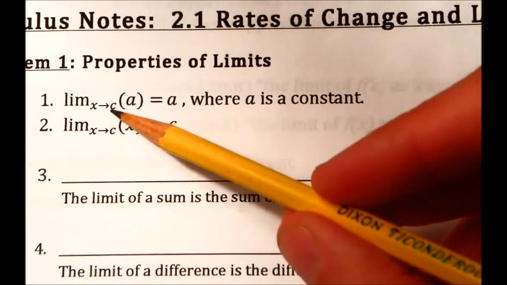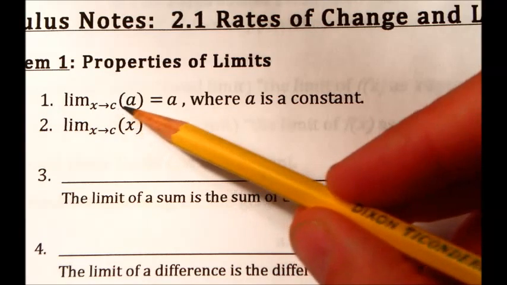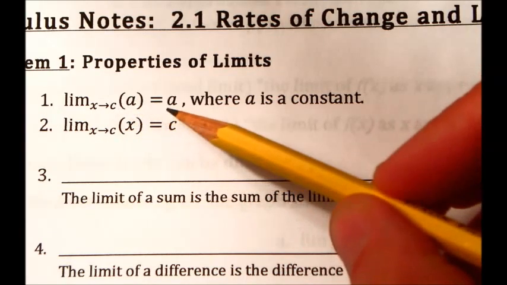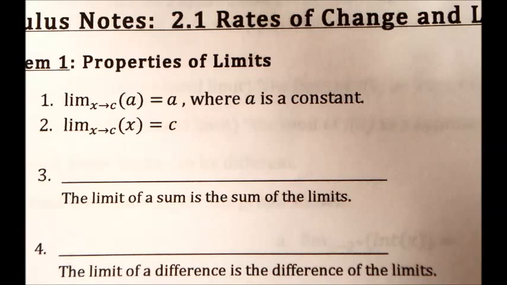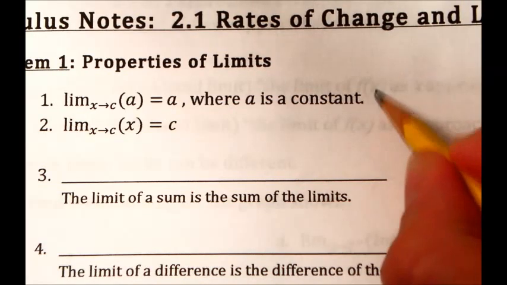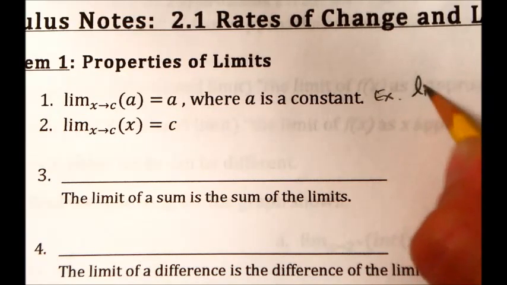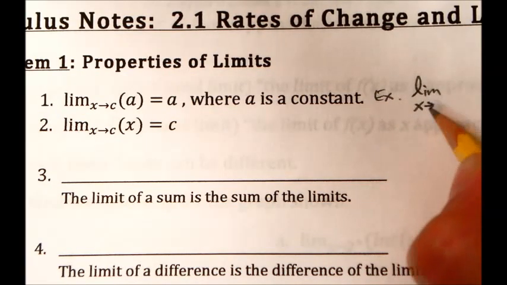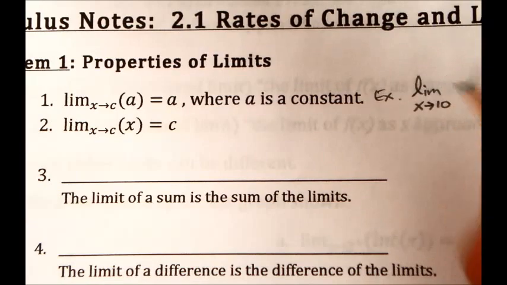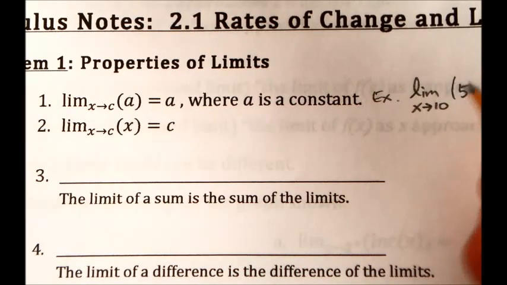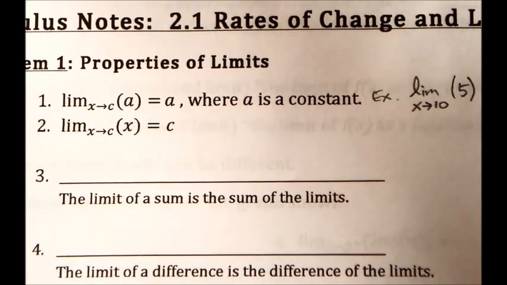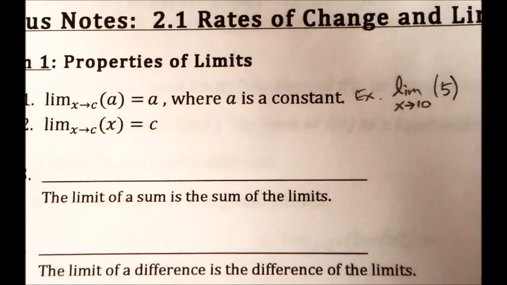It turns out that finding a limit as x approaches c for any given constant function is exactly that constant. An example of this would be, if you're doing a limit as x approaches 10 of the function f of x equals 5, well, the answer is 5.